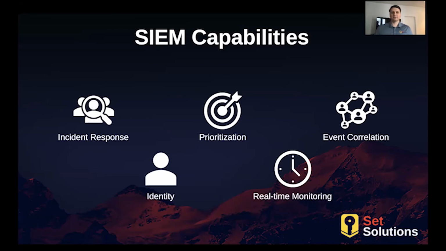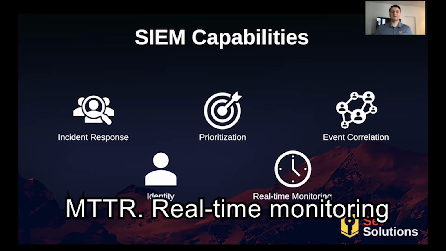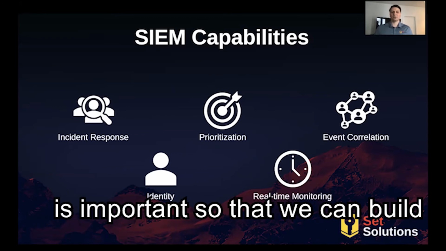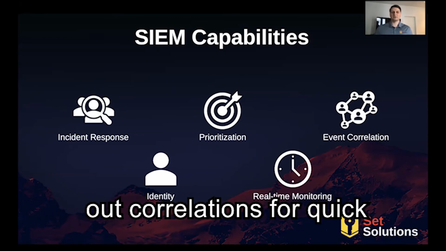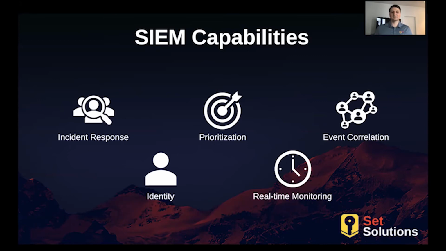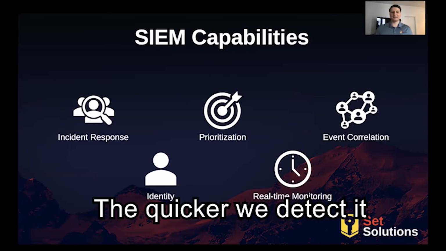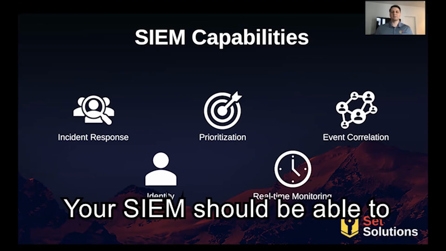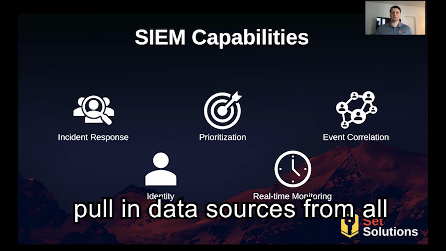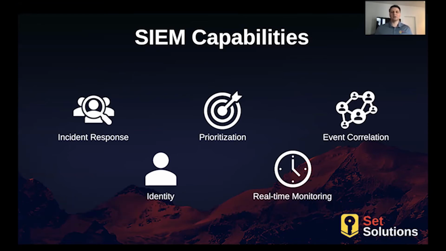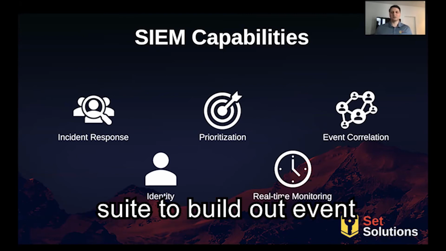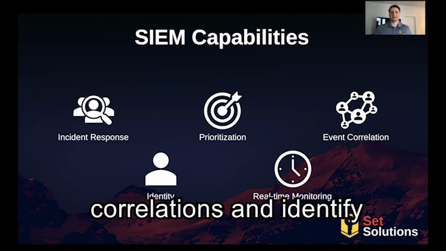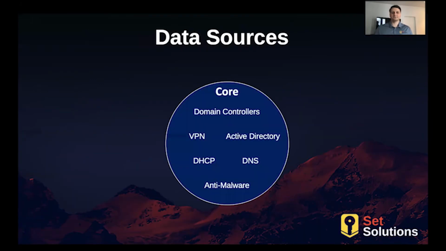Real-time monitoring. So we already talked about MTTR. Real-time monitoring is important so that we can build out correlations for quick responses and detections. The quicker we detect it, the quicker we can respond. Event correlation. Your SIM should be able to pull in data sources from all throughout your environment and your security operations suite to build out event correlations and identify suspicious activity.